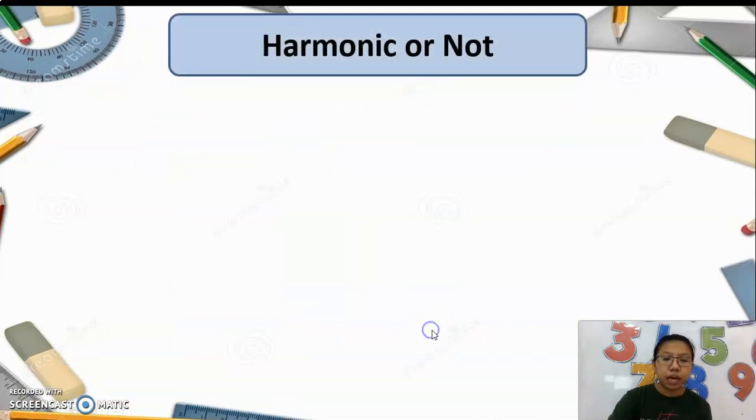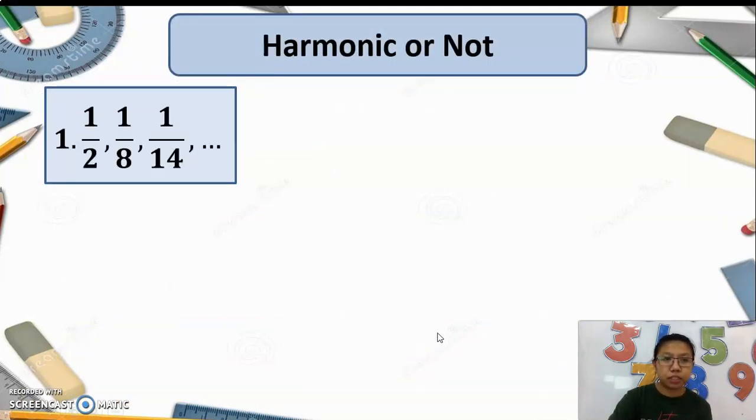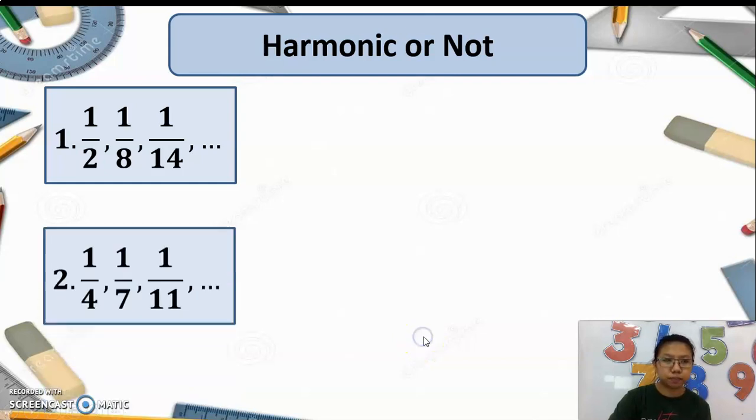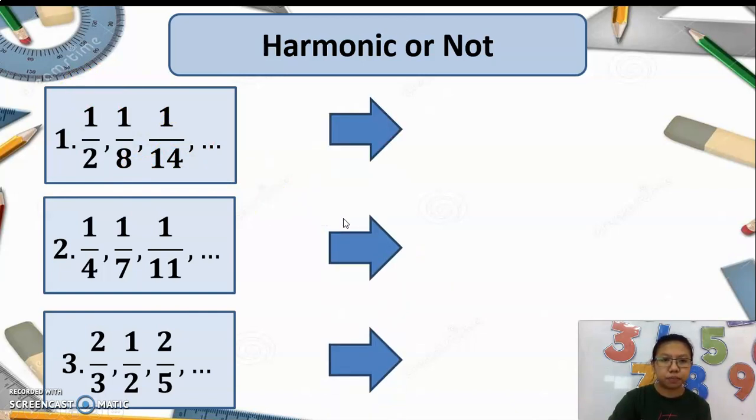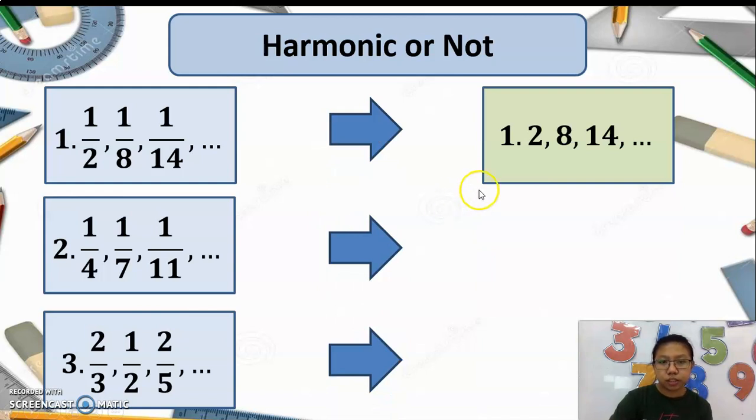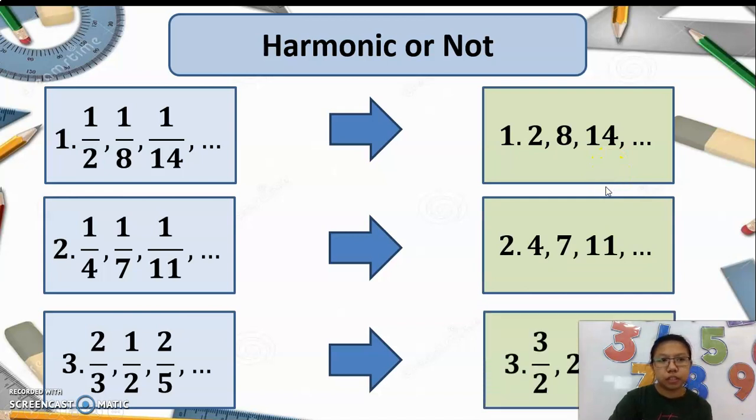I have here 3 different examples of sequence, and let's determine if the given sequence is harmonic or not. Okay, so for number 1, I have here 1/2, 1/8, and then 1/14. Is it harmonic or not? Okay, so let's identify. When we get the reciprocal, we will have 2, 8, and then 14. Is it an arithmetic or not? Okay, so for number 1, it is an arithmetic.